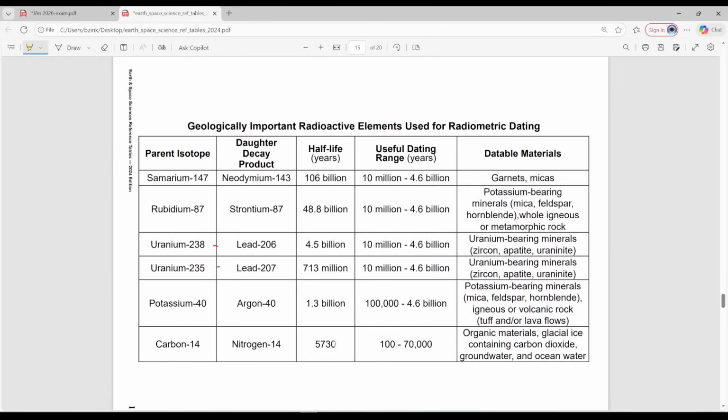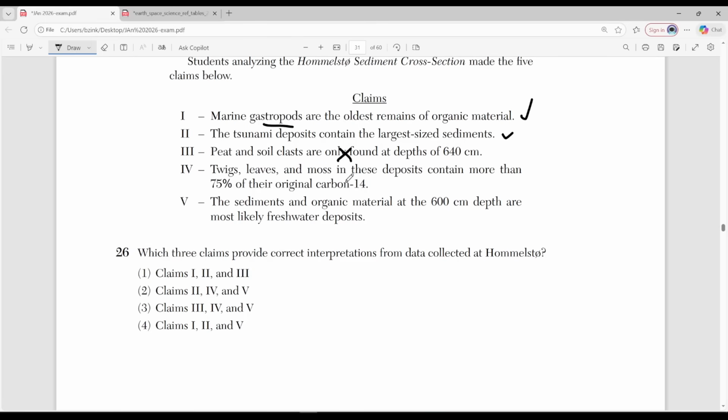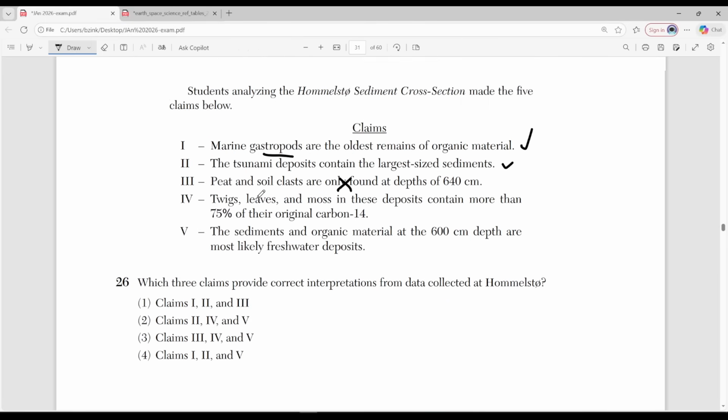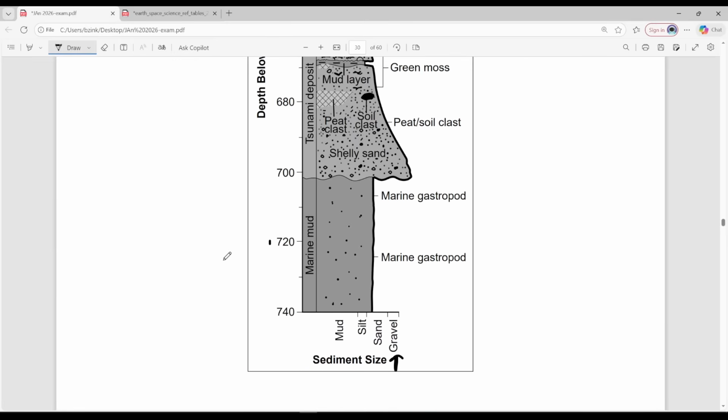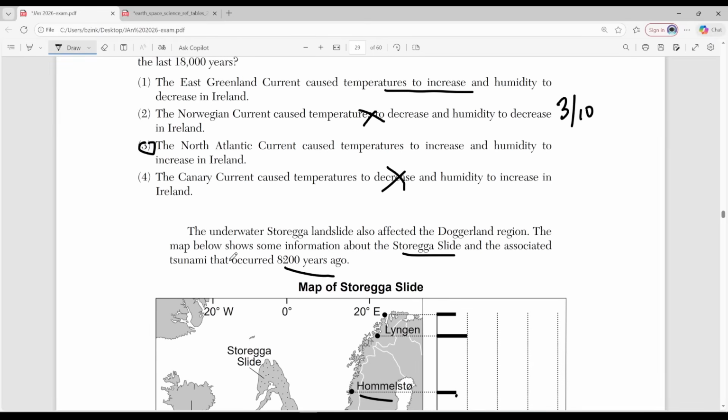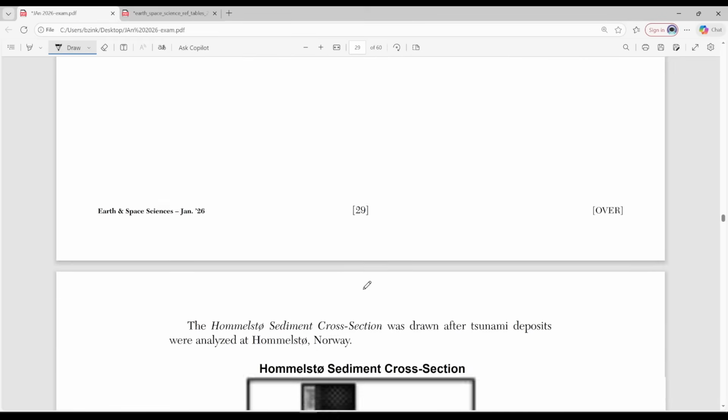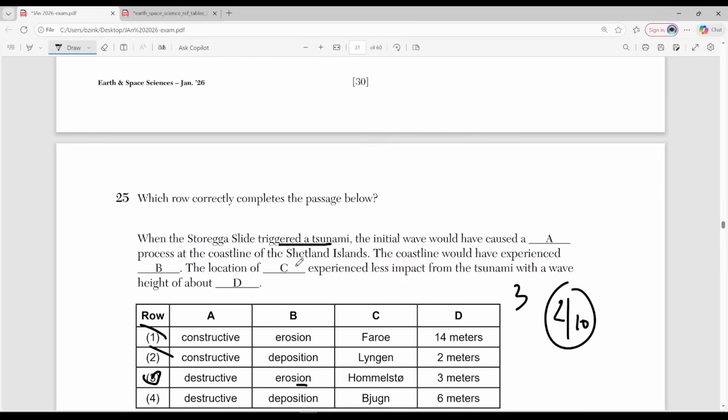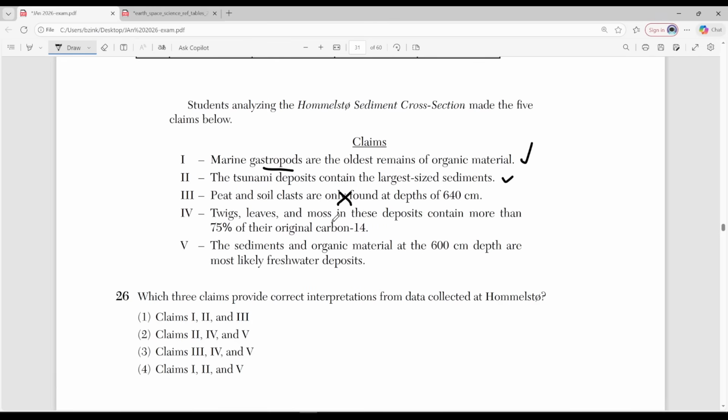75% of carbon-14, if the half-life is 5,730 years, to cut it in half is 5,730 years. So they have to be less than 5,730 years old. Twigs, leaves, and moss. But it can't be true because this happened 8,200 years ago, so that's wrong. It would be less than 50%. So that's wrong.